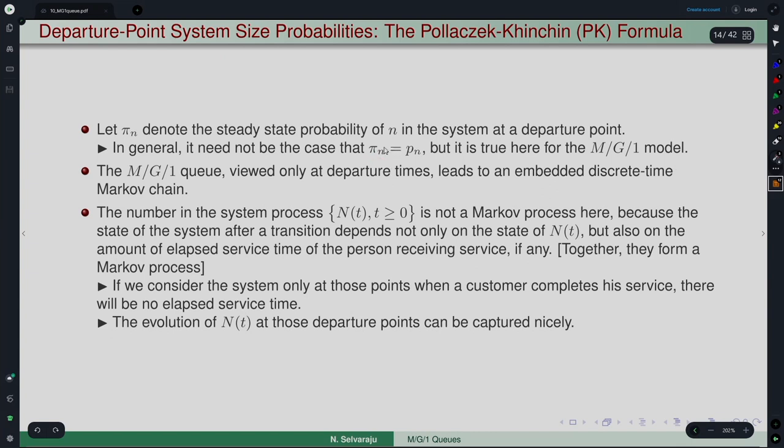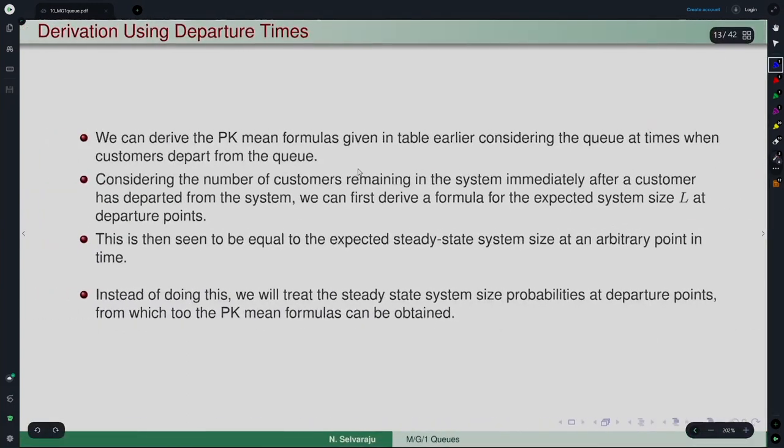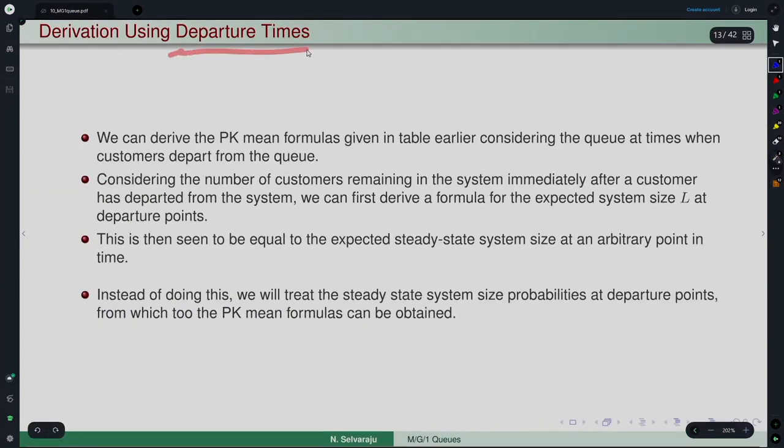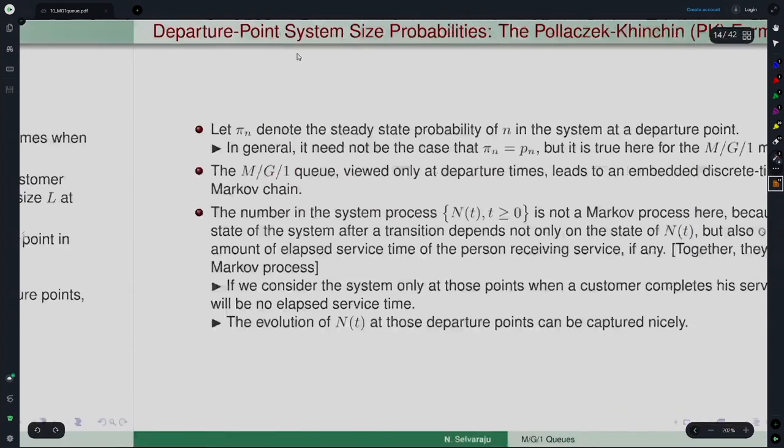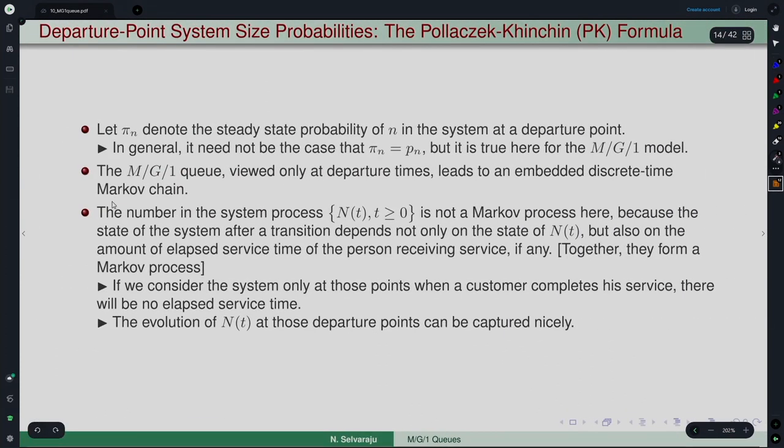Okay. So, if we obtain this pi n, if this is true and it is true here, then this will also be equal to p n. That is the reason why we said that even though you are looking at the departure times and then obtaining the moments, it will also be equal to the arbitrary time point moments. But now we are looking at the probabilities themselves.